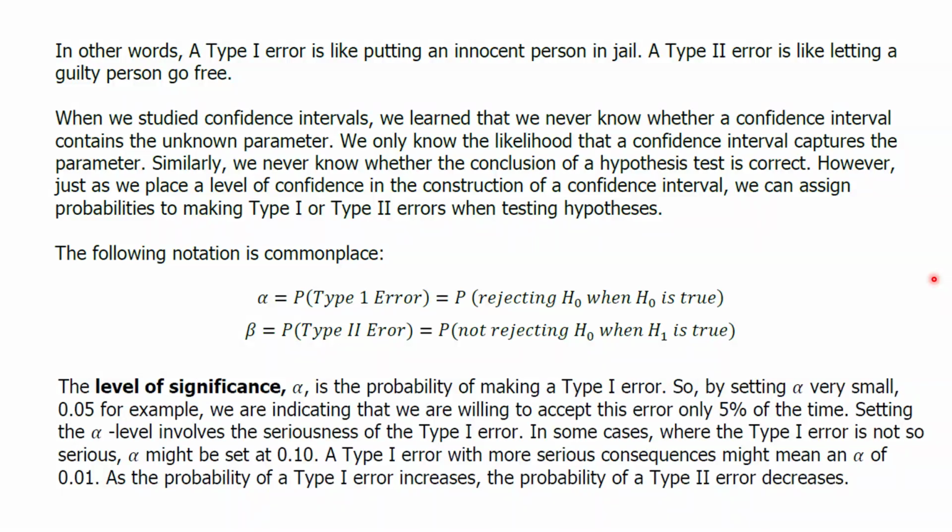So the following notation is commonplace. Alpha equals the probability of a type 1 error, which is equal to the probability of rejecting the null when the null is true. And then beta, which is the probability of a type 2 error, is the probability of not rejecting the null when the alternative is true.